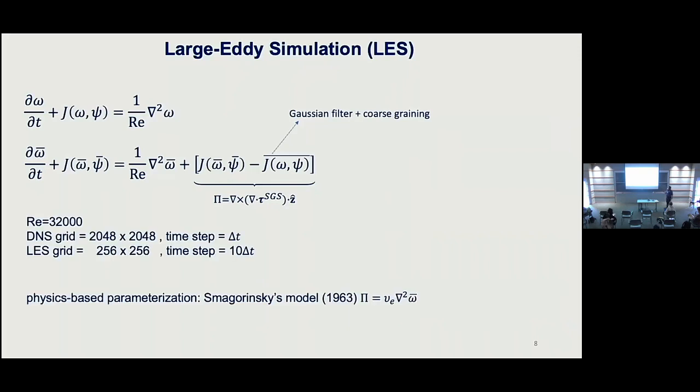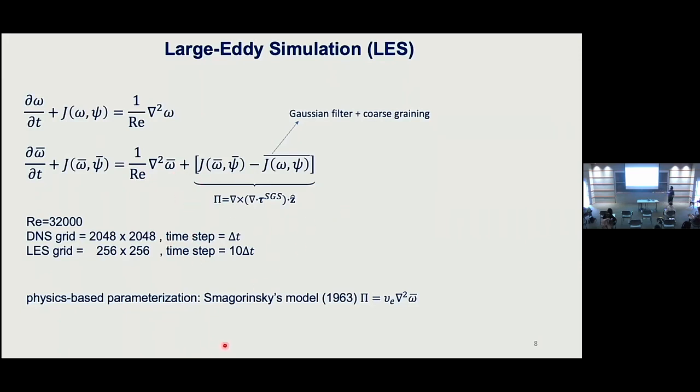Now, the advantage of the LES is pretty clear. We can solve these equations on a much coarser grid. For example, we can decrease the resolution by a factor of 8 in each direction. We can take larger time steps. So it's like 640 times fewer degrees of freedom in doing this simulation. But we will need to have a model for pi.